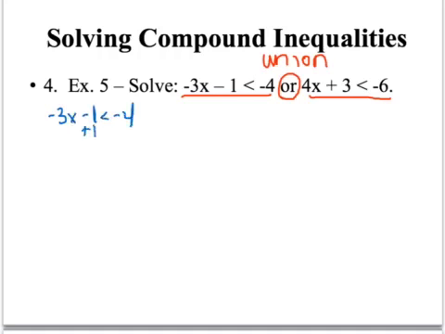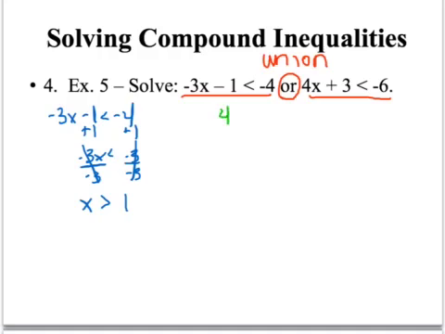I'm going to add 1 to both sides. And I have to divide everything by negative 3. Well, because I'm dividing by a negative, I need to make sure I switch my inequality from less than to greater than. So x is going to be greater than 1.